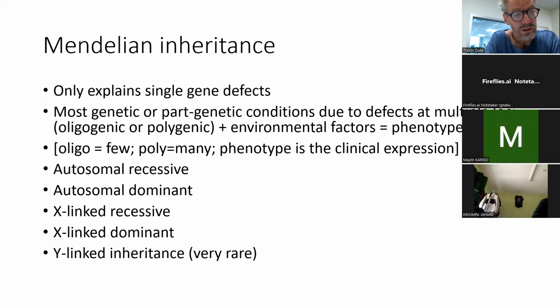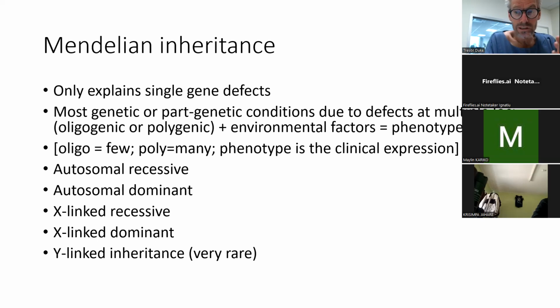Right. So we've talked about mutations and when they can occur. I wanted to go back a bit to talking about Mendelian inheritance, because this is often what we focus quite a bit on, where you've got either an autosomal recessive condition or a dominant condition. And I want you to be really clear about those types of conditions. Remember, they only explain single gene defects.